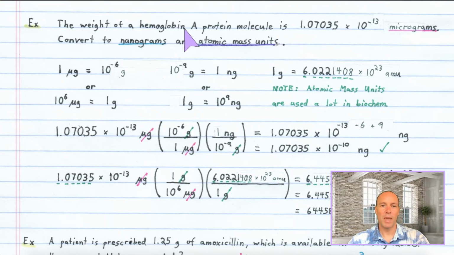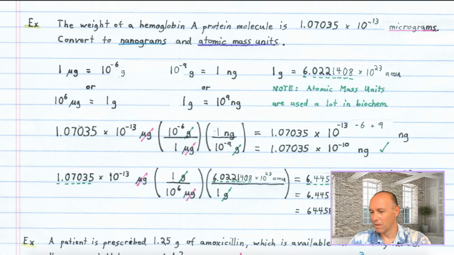The next example. The weight of a hemoglobin A protein molecule is 1.07035 times 10 to the minus 13 micrograms. So that's the mass or the weight of this protein molecule. Convert that to nanograms and atomic mass units. So you're given a mass. This is the mass of a certain protein molecule, and you're asked to convert that mass to both nanograms and atomic mass units. And before we do that, we'll take a quick look at a hemoglobin protein molecule.